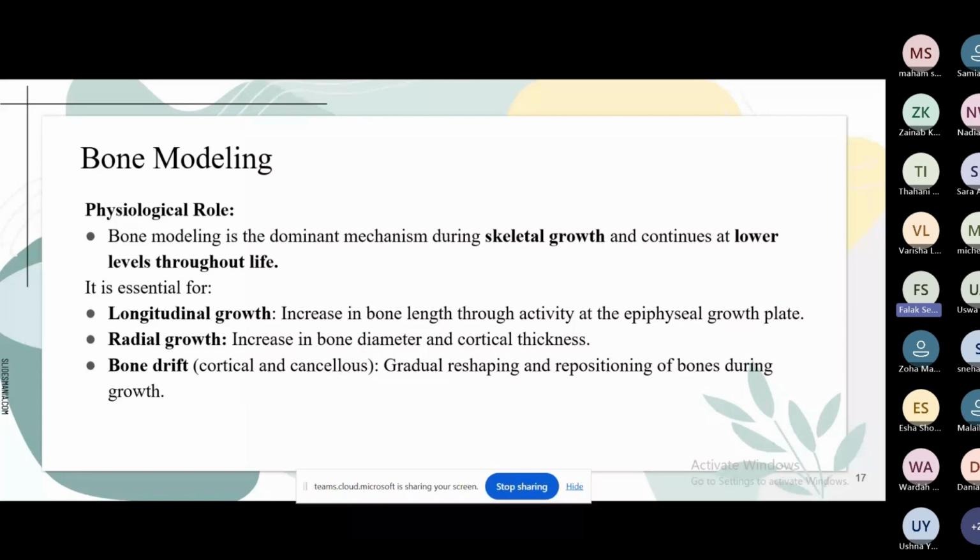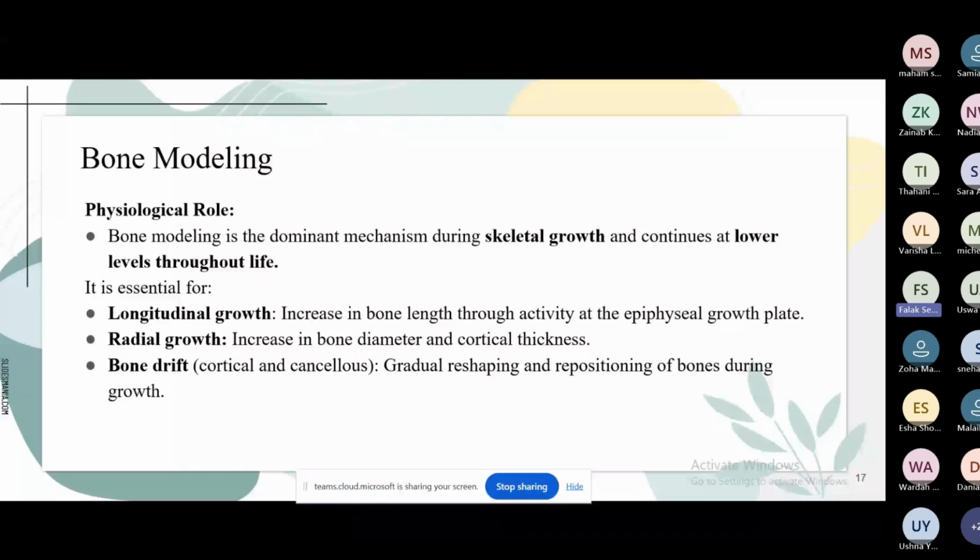Bone drift means the gradual reshaping and repositioning of the bones during growth. Sometimes you have seen that patients suffer fractures or accidents of the bones, and there are small gaps. These gaps are filled by the process of bone modeling. So that's why this process is very important.